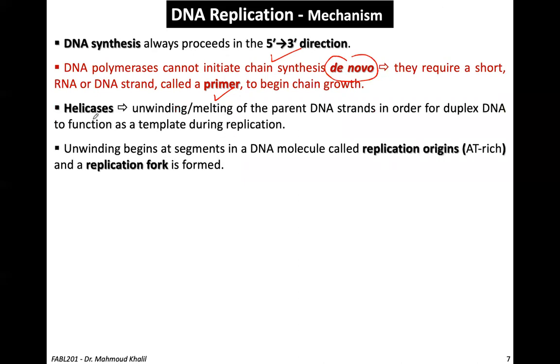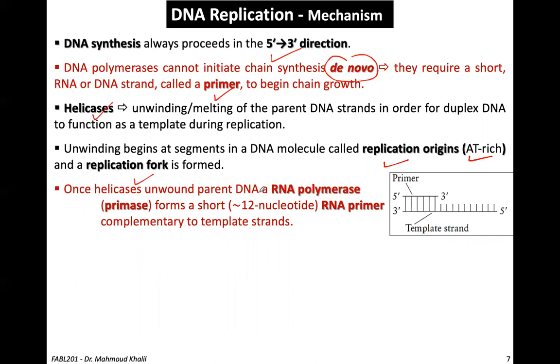So you first need a helicase, and the helicase will melt the DNA in order to have templates to build the new DNA during the process of replication. And you need to understand that unwinding or melting of the DNA starts from a region that is AT rich, containing a lot of adenine and thymine, and this region is called the replication origin. And they form a structure which is called the replication fork.